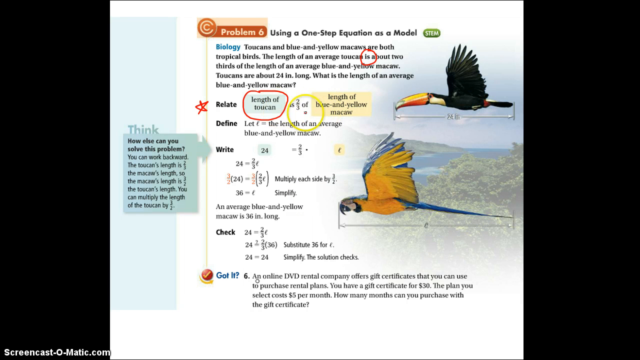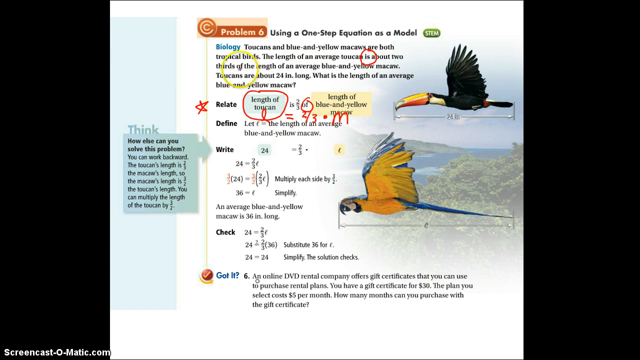So if I translate this into my equation, it would be the length of a toucan, we're going to call that L. The word "is" always translates into an equal sign. 2/3 of. "Of" means you're going to multiply, so 2/3 of the length of a blue and yellow macaw. The length of a blue and yellow macaw, I'm just going to call this an M. So there's the equation that represents the length of a toucan is 2/3 of the length of a blue and yellow macaw.